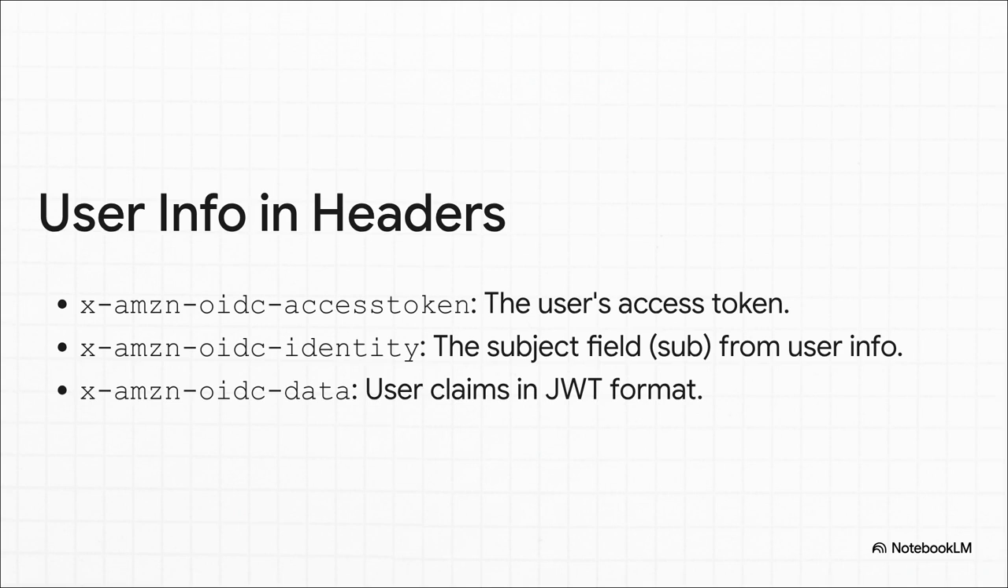So you might be wondering, okay, how does my app actually know who the user is? The ALB takes care of that by adding special HTTP headers to the request it forwards. These headers contain everything your app needs: the user's ID, their access token, and all their user information in a secure format. Your application can trust these headers 100% because the ALB itself added them.